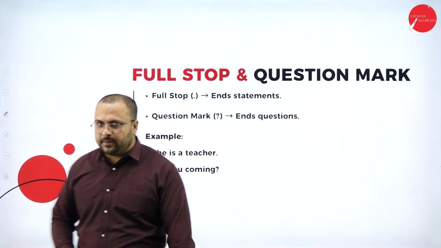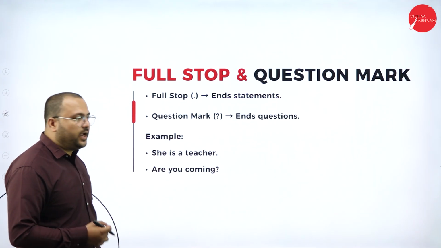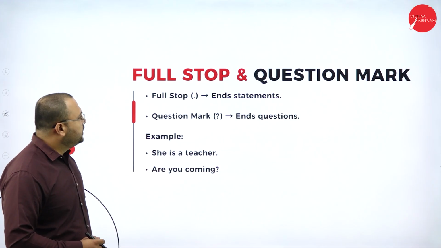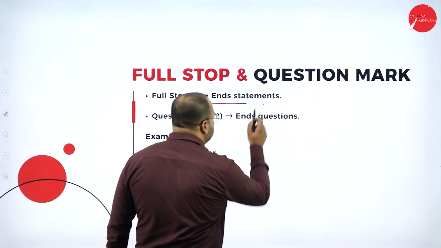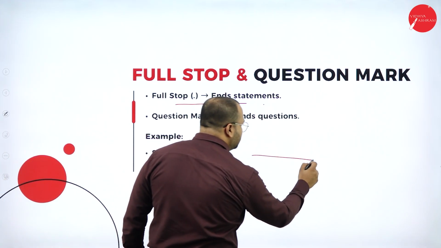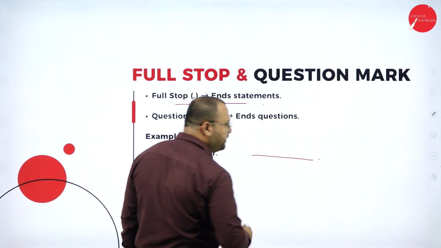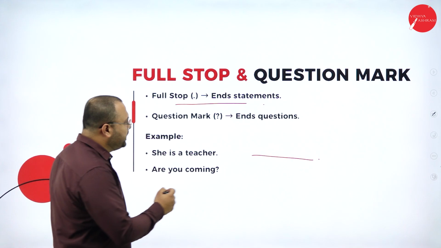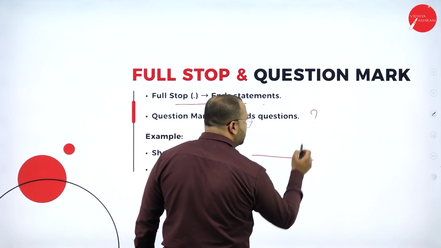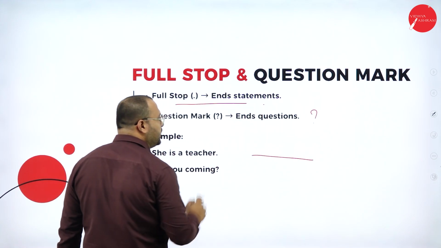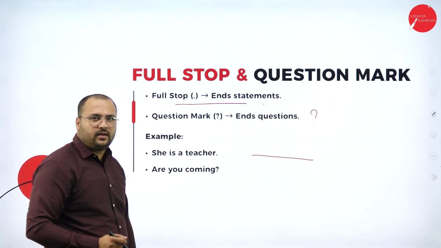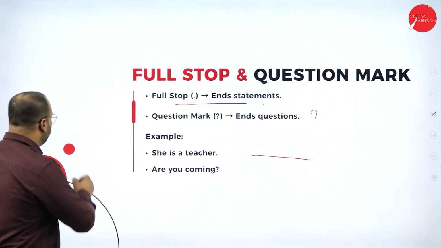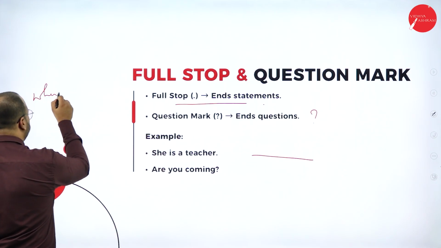First one is the full stop. Full stop means end of the statement. So whenever you write a sentence, after writing it, you place a full stop if it does not mean anything else. If it is a question, then you place a question mark. So you can't use both in a sentence. If I say, where are you? If I write, where are you?